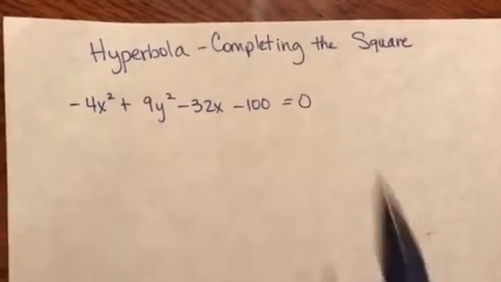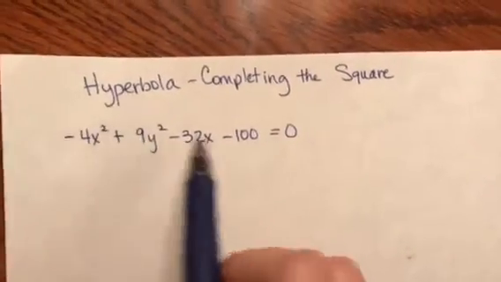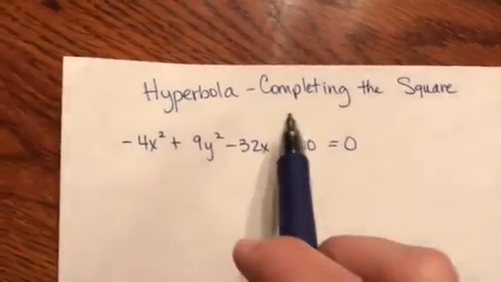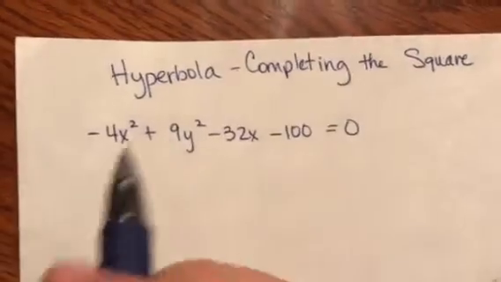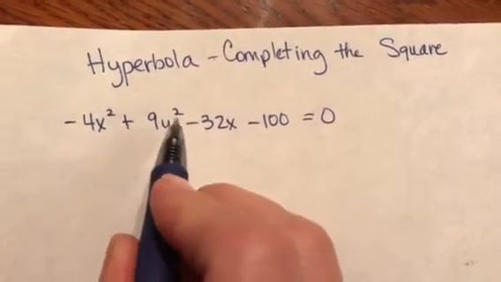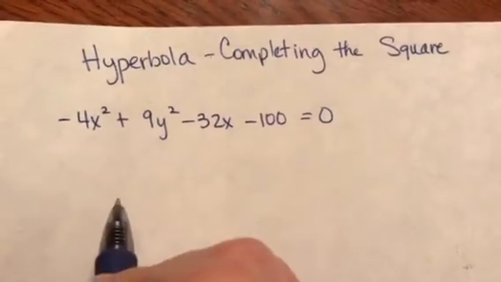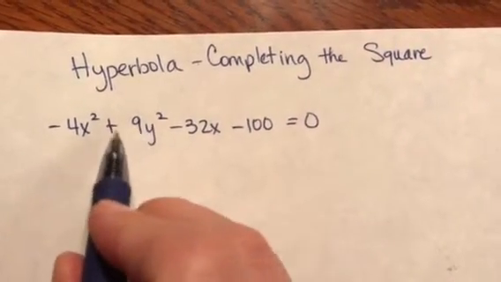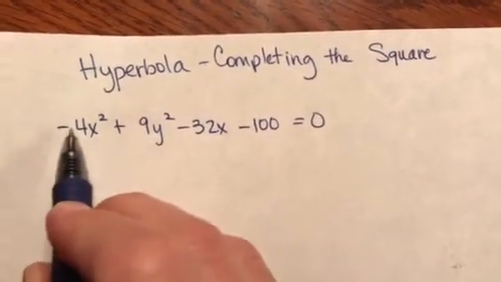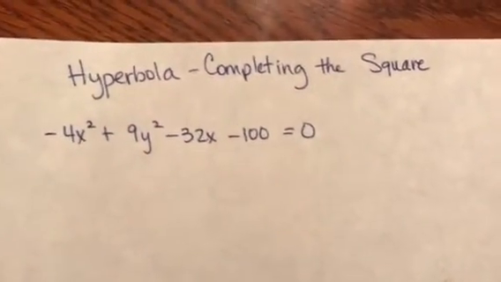Okay, let's practice. How do you know this is a hyperbola? And how do you put it in standard form? And obviously we're going to have to complete the square here. But let me say, I know this is a hyperbola because both the x and the y are squared, and one of them is different. Notice this is a positive 9, and this is a negative 4. So because one's positive and one is negative, I'm going to know it's a hyperbola.